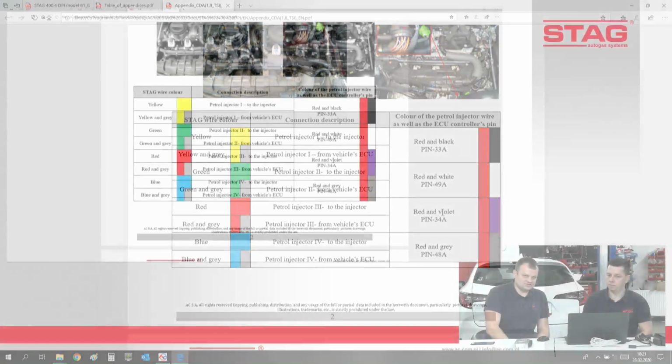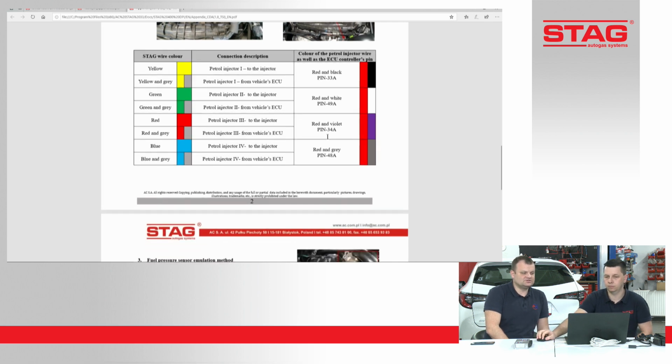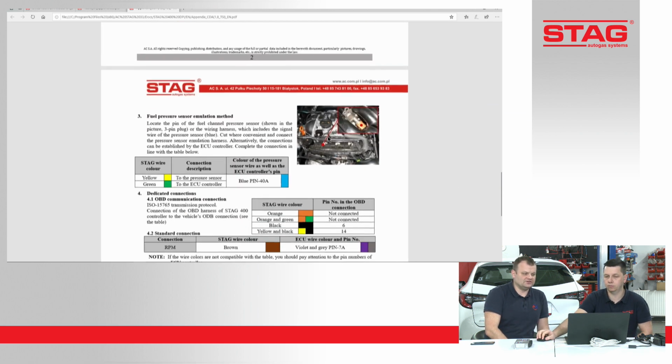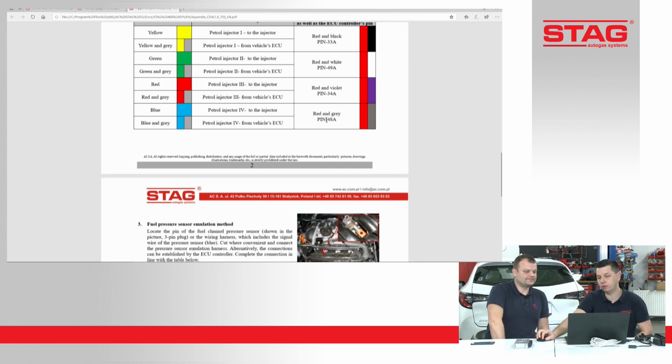Even if there are similar engines, we need to follow the pinout. Sometimes the colors of the wires can be different. In this case, you just need to verify the pinout and hold to the pinouts, if there is a different color in the wire harness.